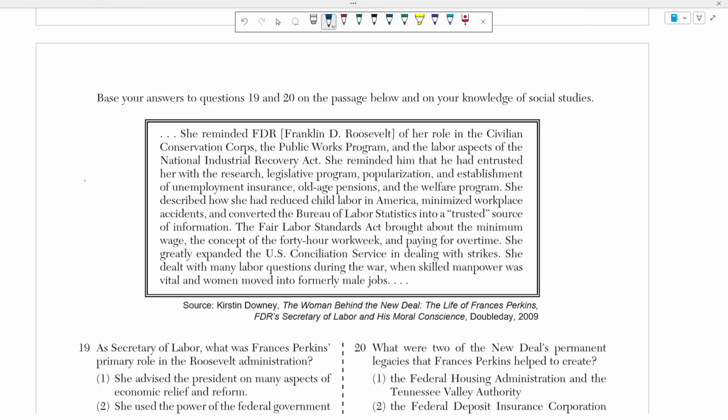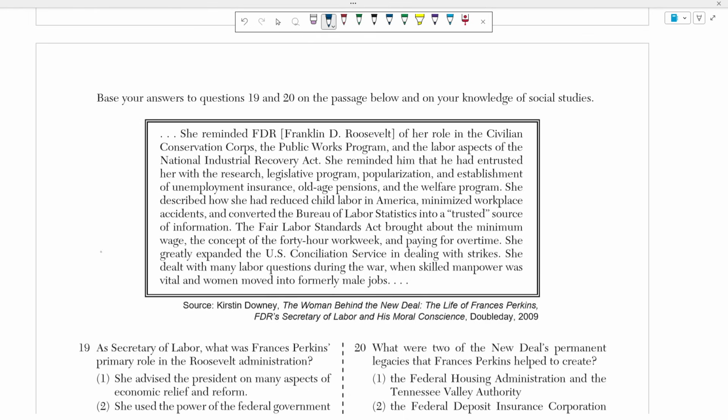The Fair Labor Standards Act brought the minimum wage and the concept of a 40-hour work week and paying for overtime. She greatly expanded the U.S. Conciliation Service in dealing with strikes, and she dealt with many labor questions during the war when skilled manpower was vital and women moved to formerly male jobs.